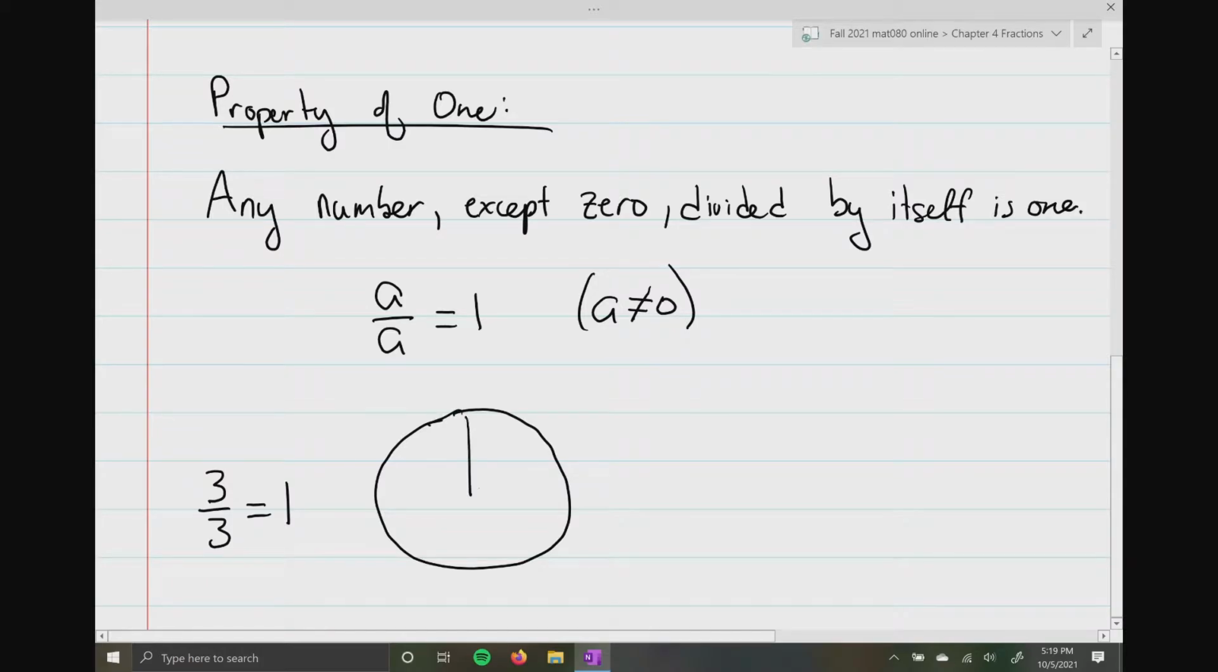And if we think about this in terms of a picture, here I have a circle and 3 total pieces, so that's my denominator. However, my numerator says to go ahead and shade 3 pieces. So notice I shade the entire circle, or one whole of the circle, okay?